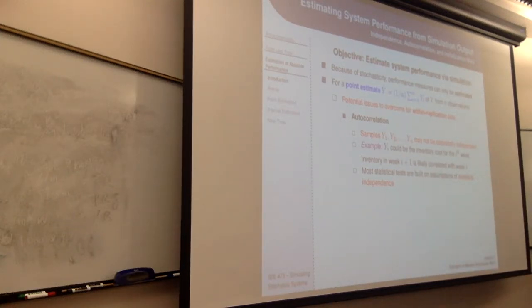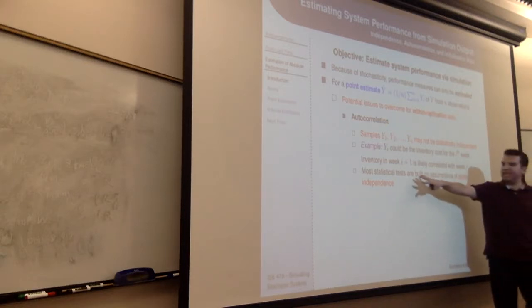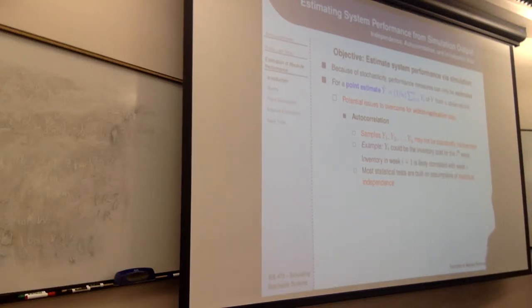So if I have the inventory for 1 week, and I use that as a data point, and then the next week in that same replication, those two inventory levels will likely be related to each other. I'll at least be able to predict a distribution of inventory levels from 1 week, knowing the inventory level from the previous week. And so most of our tests are built on independence, and so we probably won't use these data in that same way.